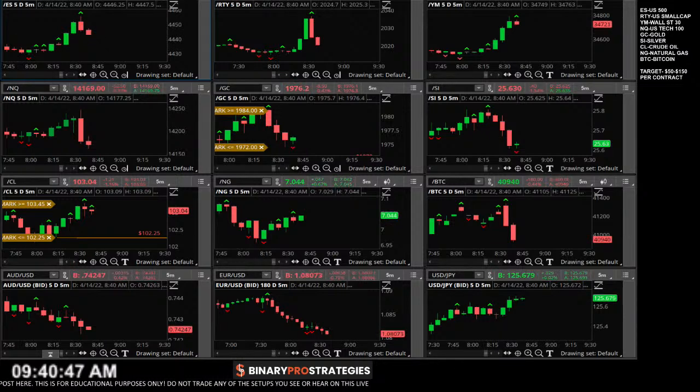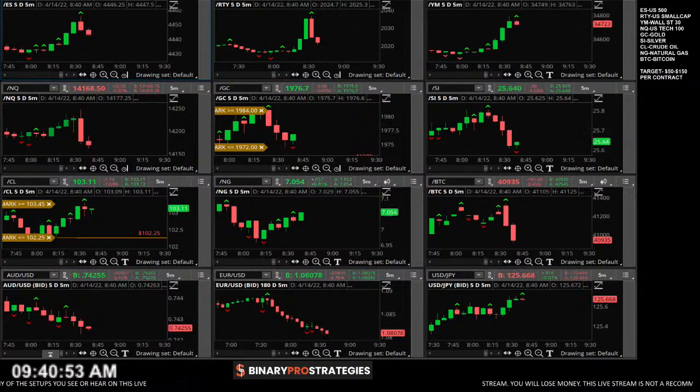So once again, if I say ES, look up here in the top right-hand corner. ES stands for the E-mini. We have RTY, which is your Russell, YM, Wall Street 30, and NQ, US Tech.